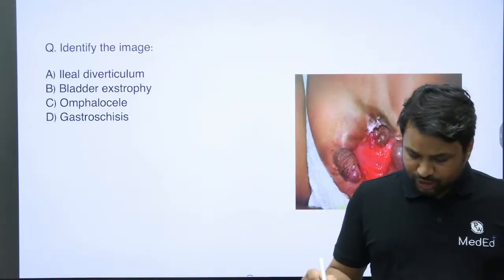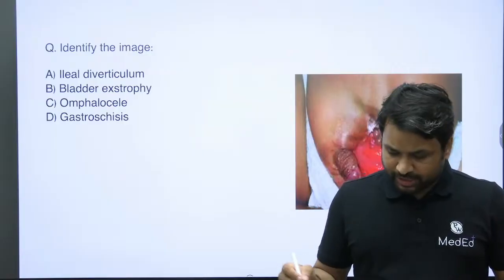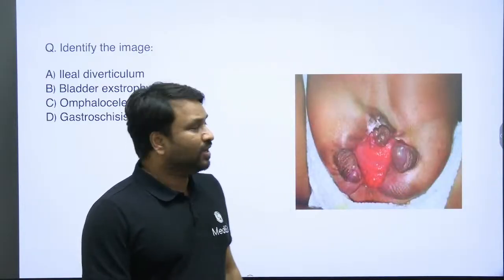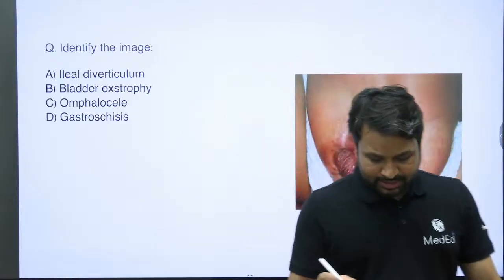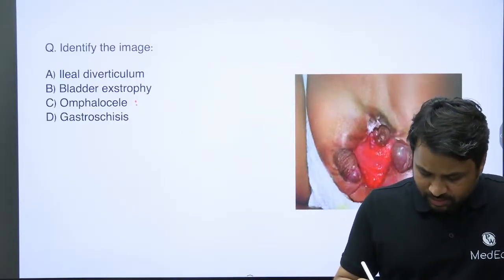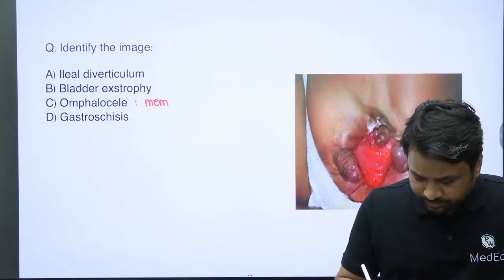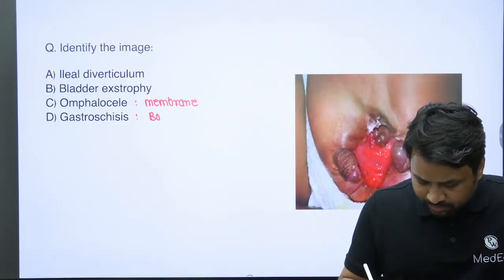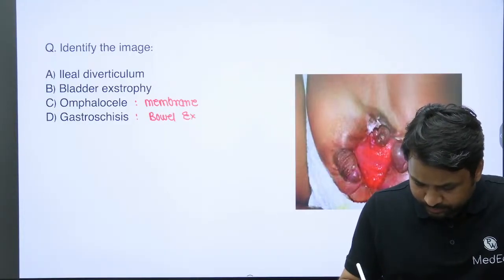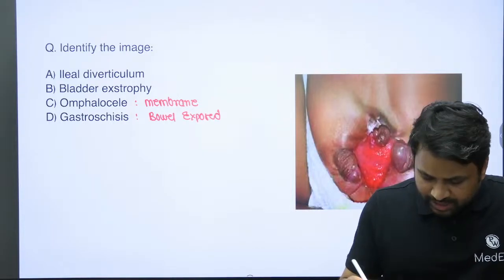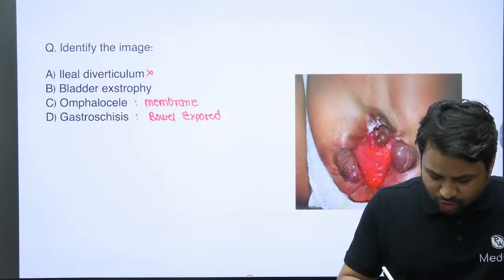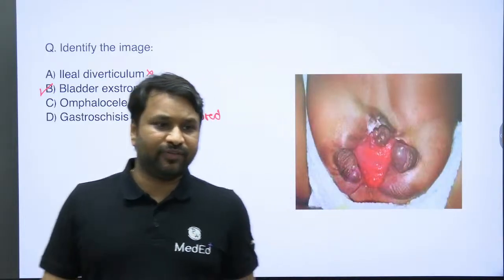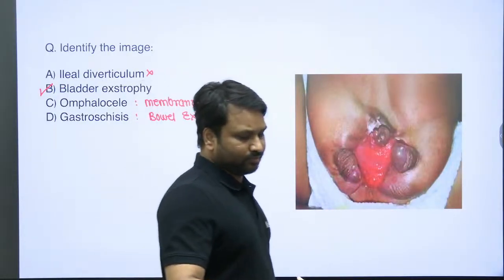Identify the image. You can see the anterior abdominal wall is opened and there is exposure. See, omphalocele and gastroschisis cannot be the answer. Omphalocele will have a membrane. Gastroschisis will have exposed bowel. Ileal diverticulum cannot be seen. It is the exstrophy of the bladder, where the anterior abdominal wall defect is there. Answer is going to be B for Bombay.